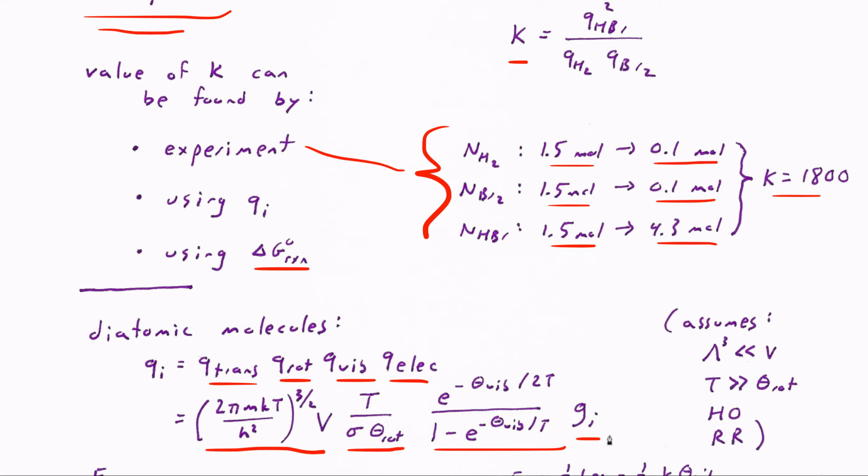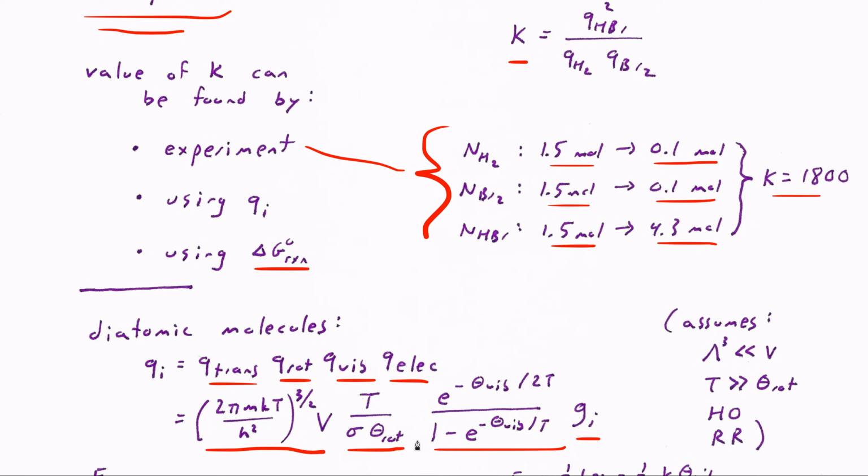If the ground state is singly degenerate, then G is equal to 1, and we can effectively ignore the electronic partition function. If the ground state is doubly degenerate or triply degenerate, then we would include a 2 or a 3 to account for that degeneracy.